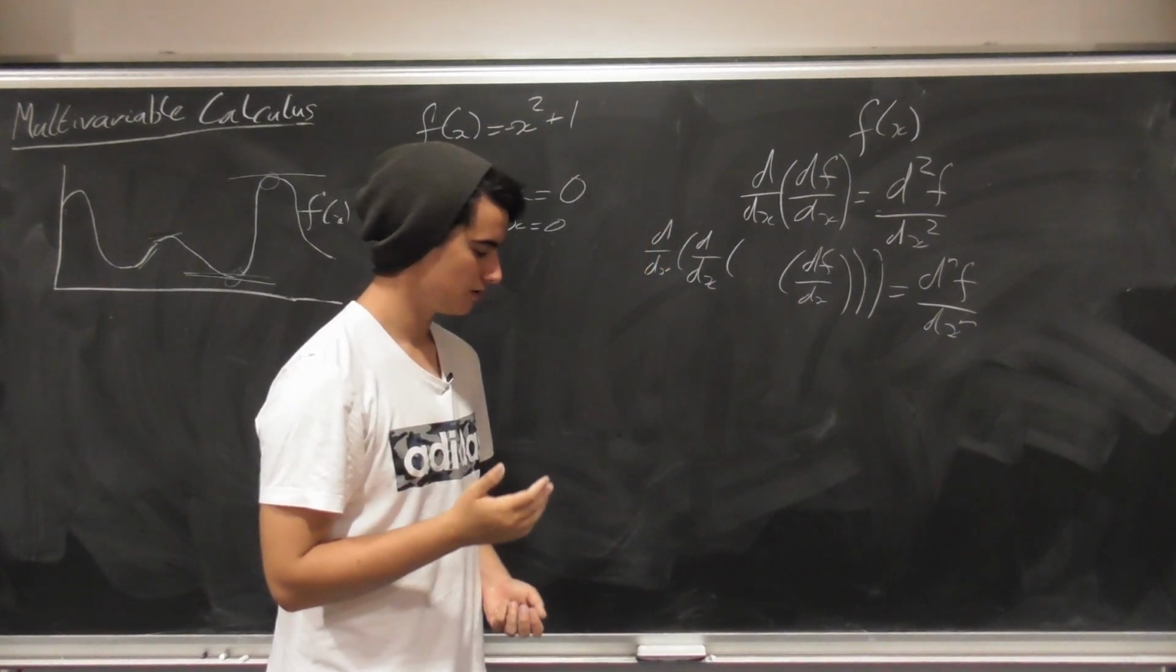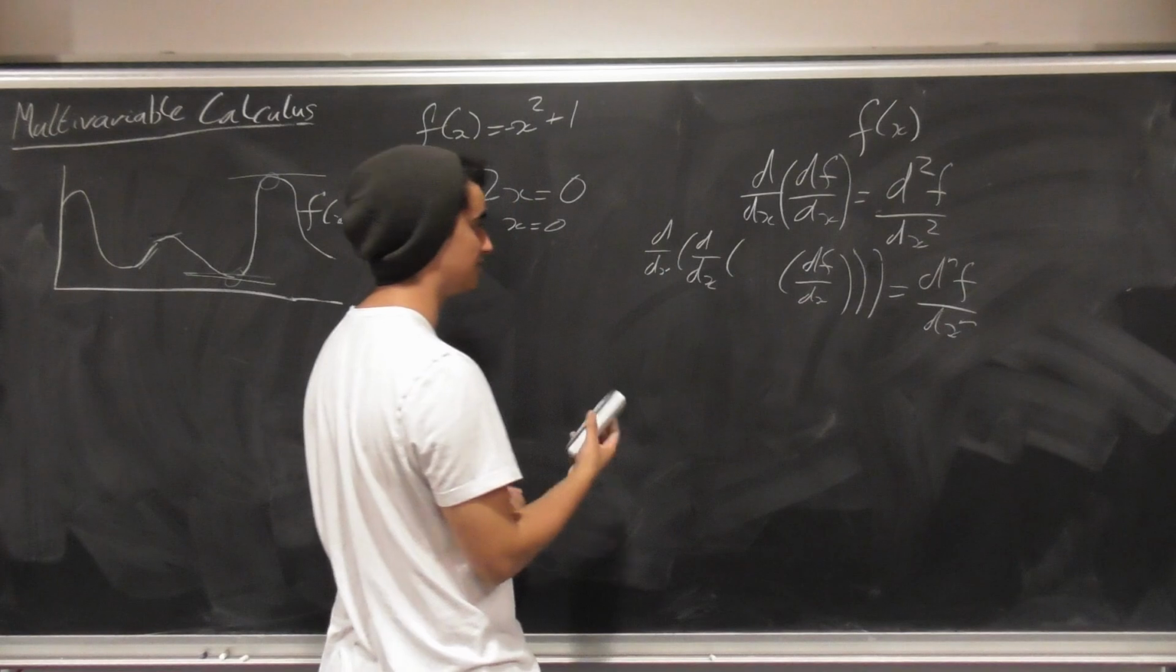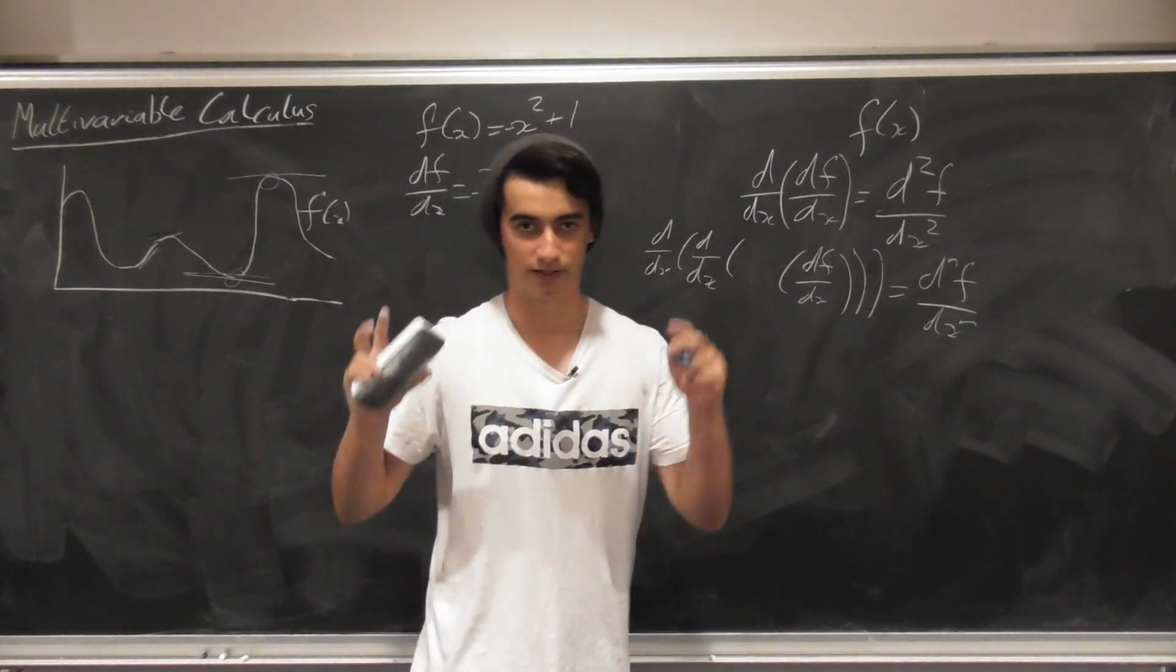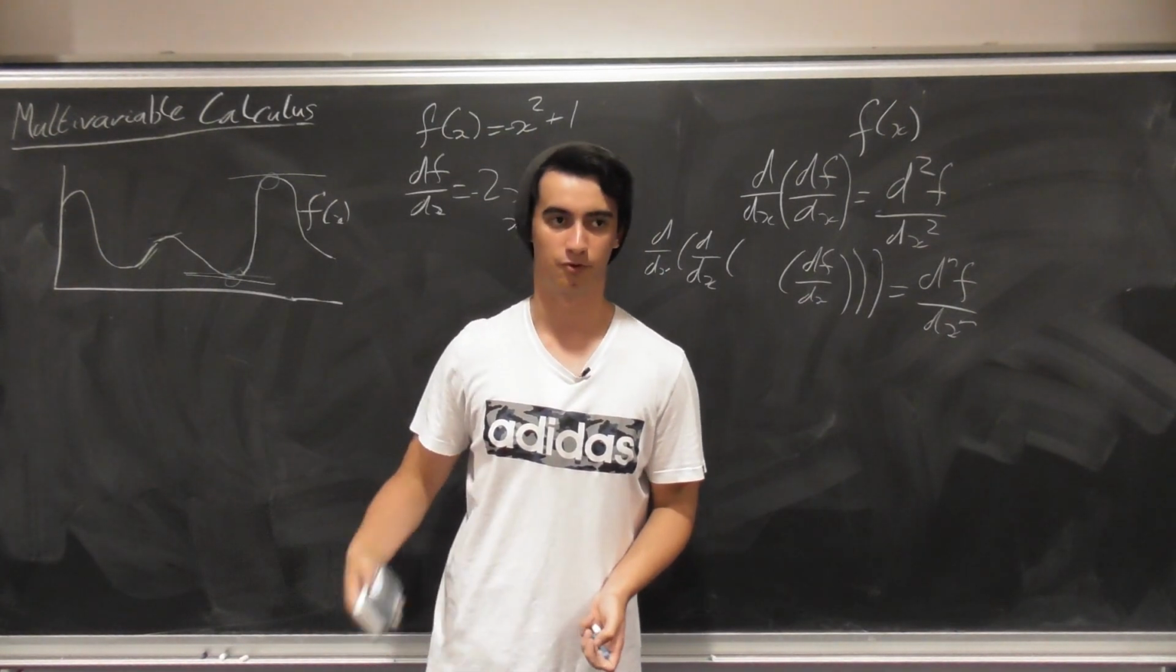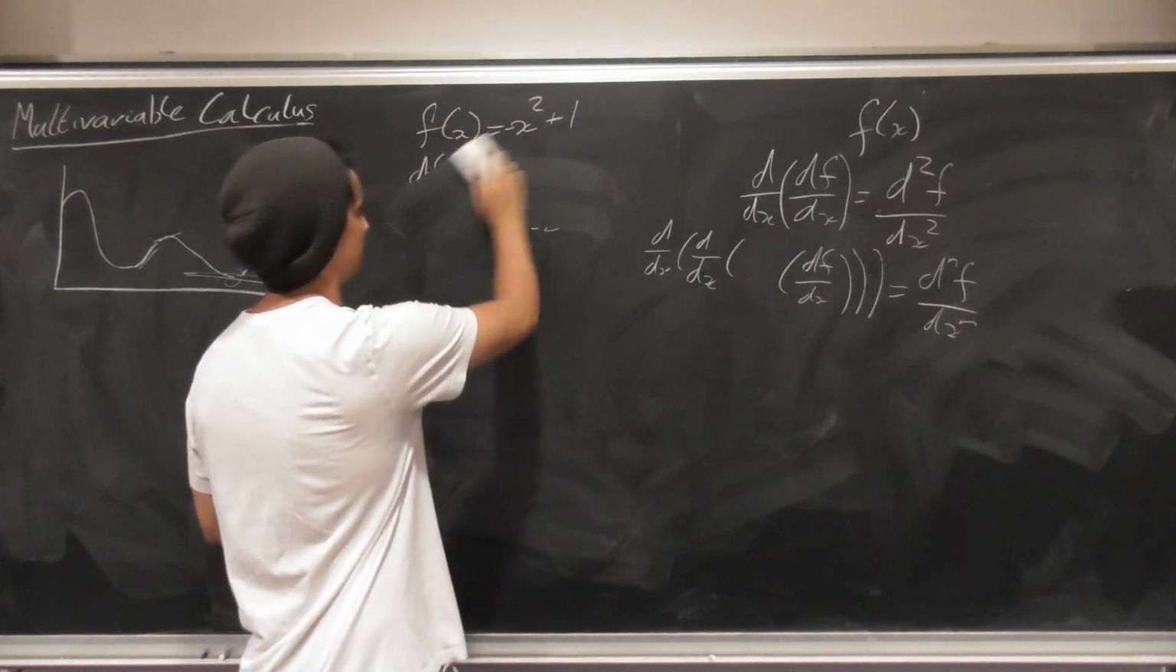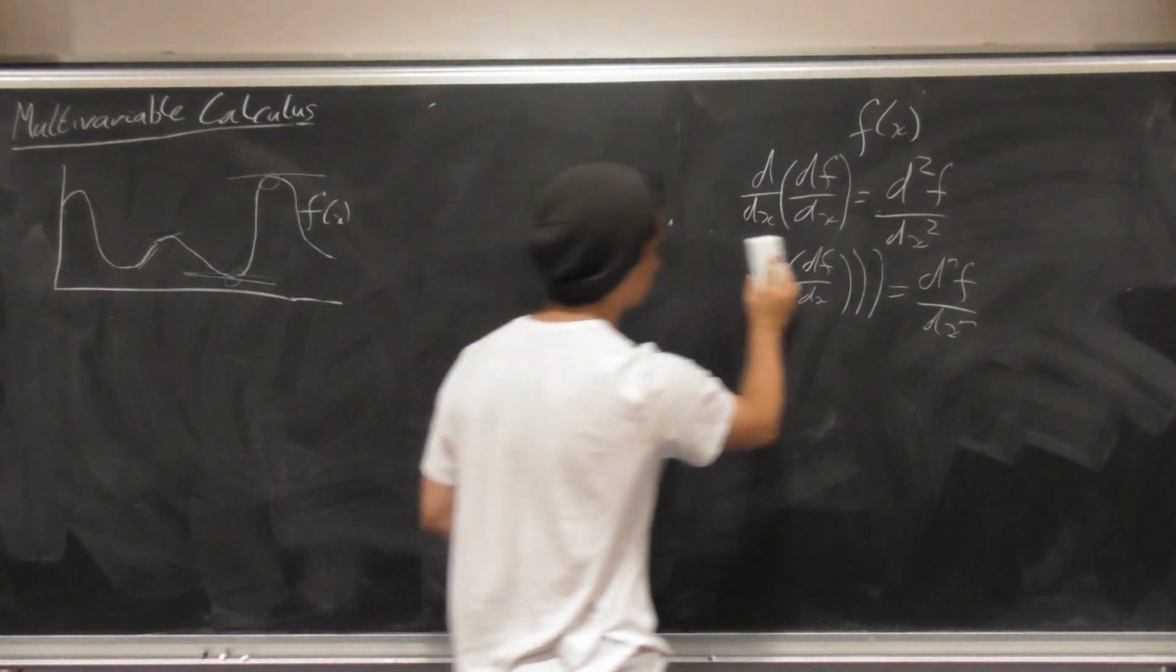So this doesn't really tell us too much information, besides the fact that it's called a stationary point. It doesn't tell us whether it's a maximum or minimum or anything like that. So that's what we need our second derivative test for.